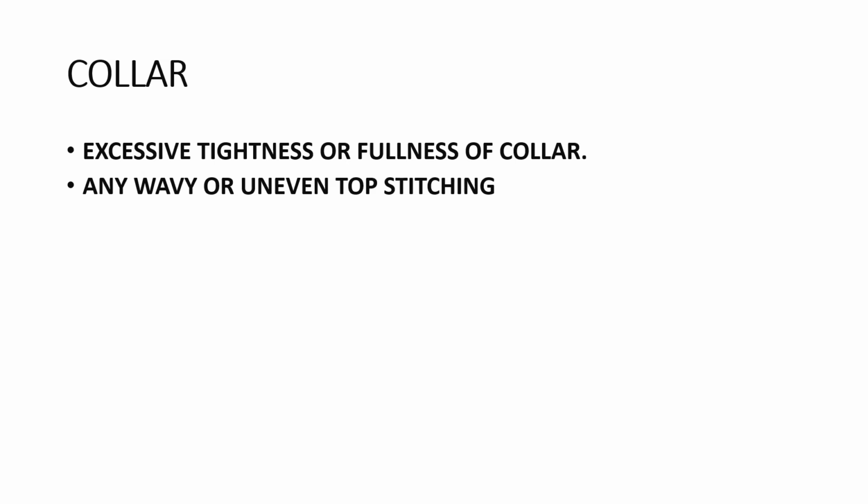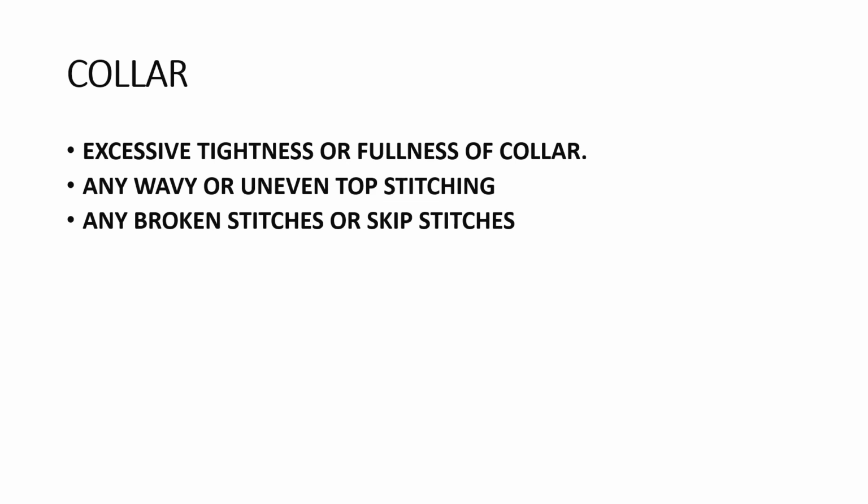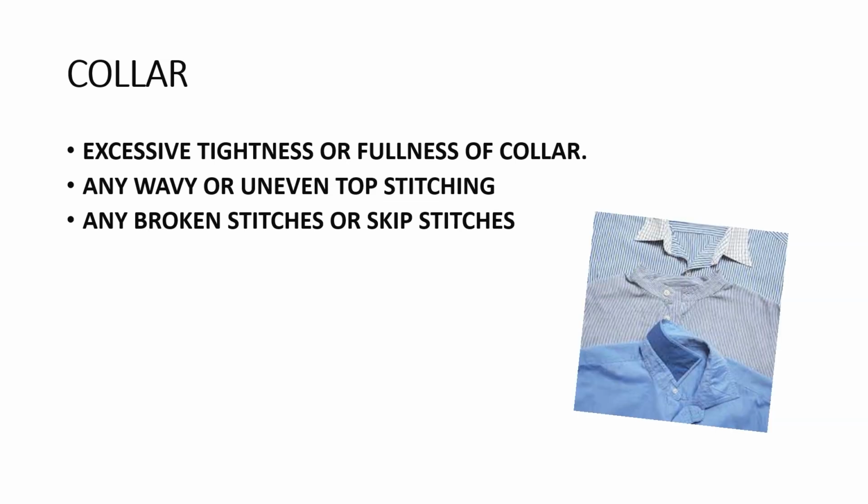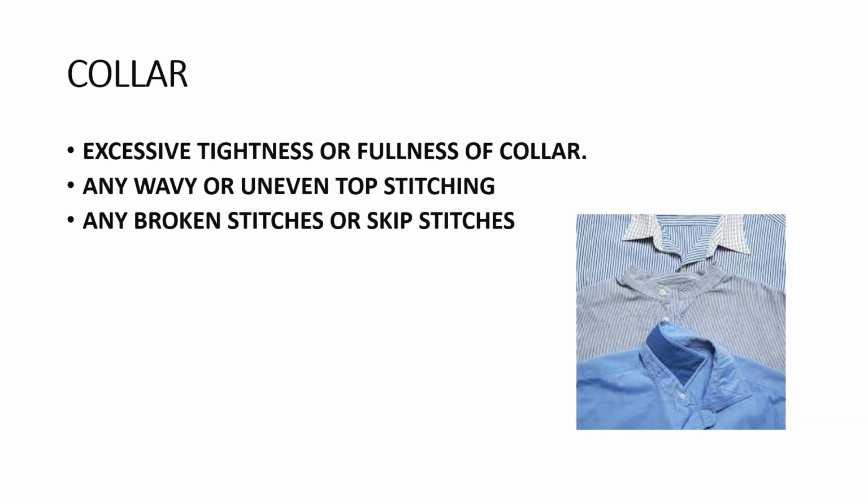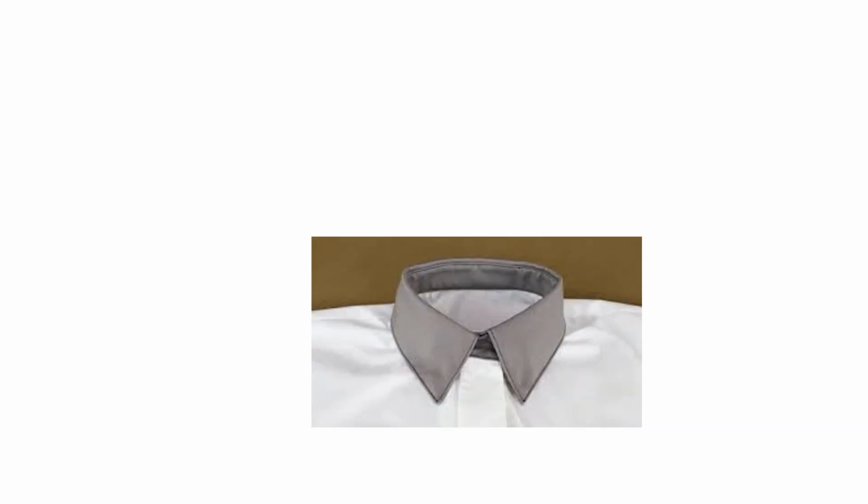So any wavy or uneven top stitching is not permitted in the collar area. Broken stitches or skipped stitches are also not permitted in these areas. So that's why the collar also plays an important role, students: how the collar should be, and what type of stitching has to be done in these particular collars. Broken stitches and skip stitches should not be there at all in the collar area, because it will hamper the appearance of the product.